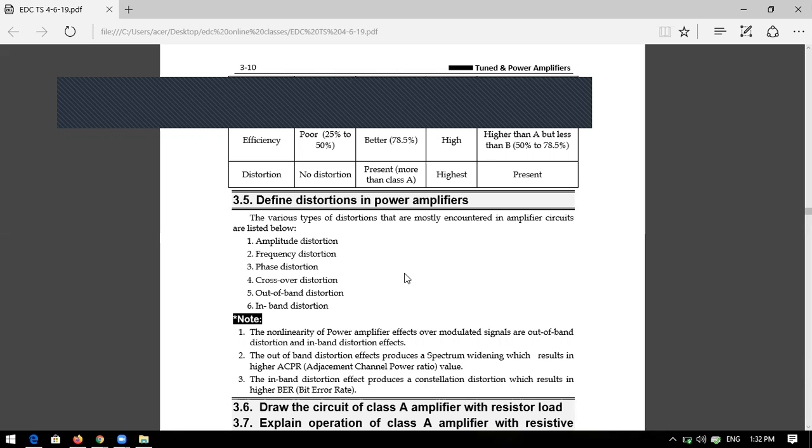Crossover distortion is mainly present in the class B push-pull power amplifier. The class A amplifier does not have any crossover distortion, but class B has crossover distortion, which is much present in power amplifier circuits. Why? Because it has two transistors, an NPN transistor and a PNP transistor. Whenever the first transistor is on, the other transistor is off, and if the second transistor is on, the first transistor is off.